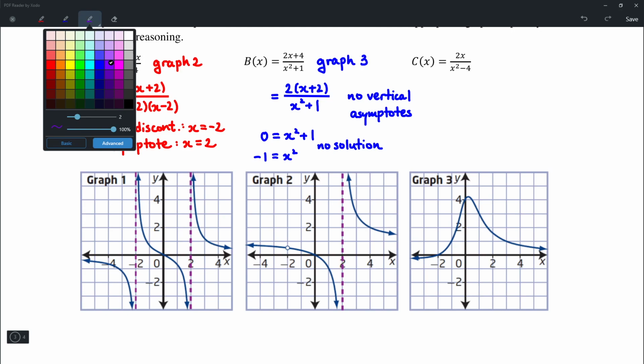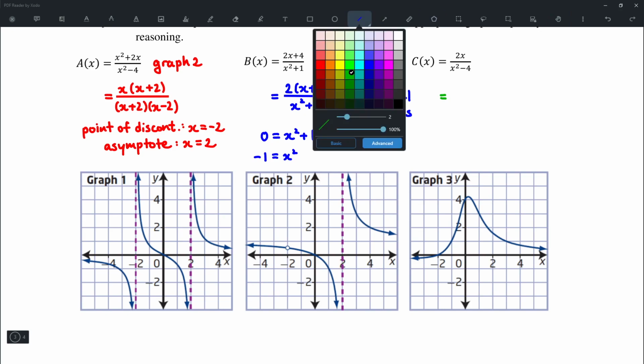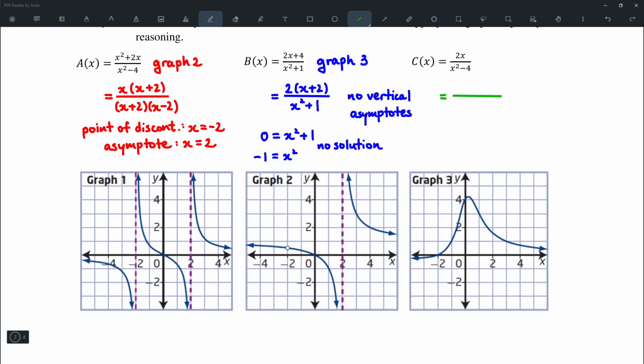Finally, we have c of x. So here we have 2x over the difference of squares of x plus 2, x minus 2. Since there are no common factors, we have asymptotes at both plus 2 and minus 2. Which means that c of x must be graph 1.